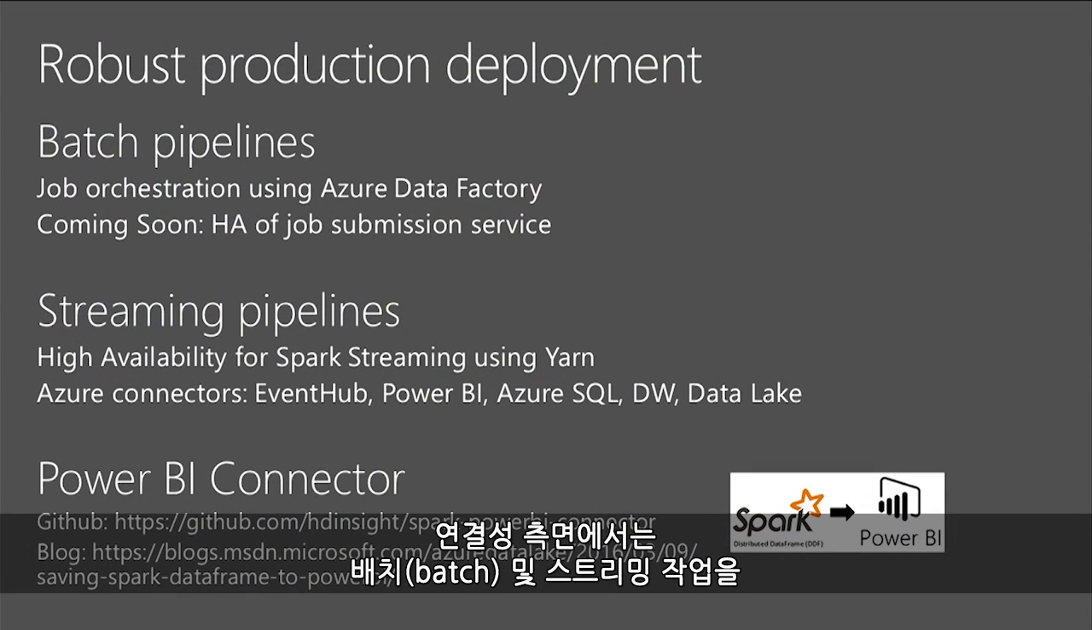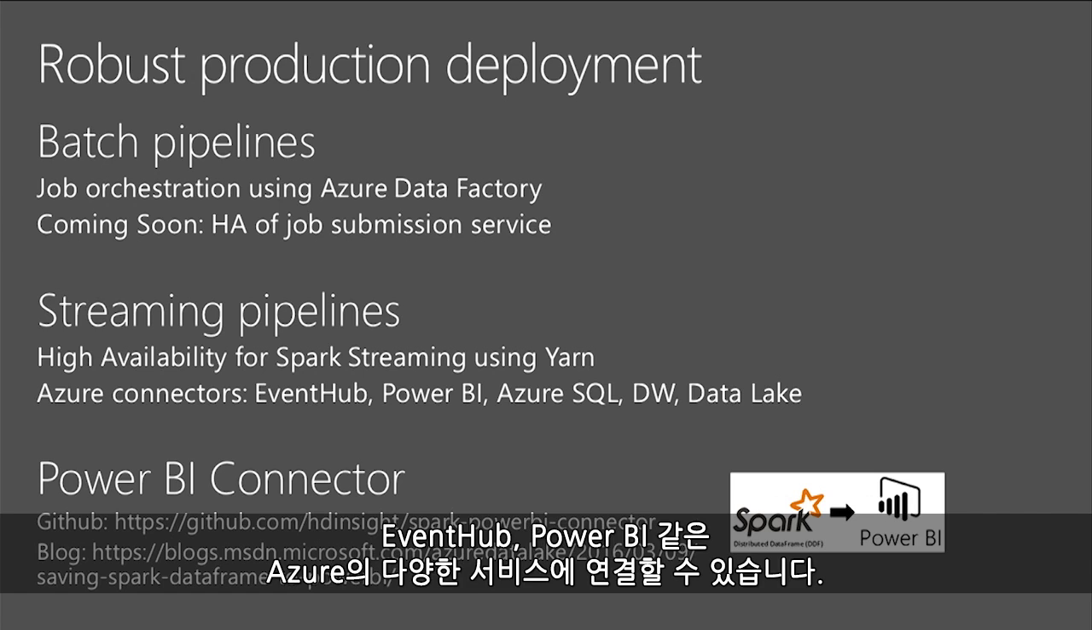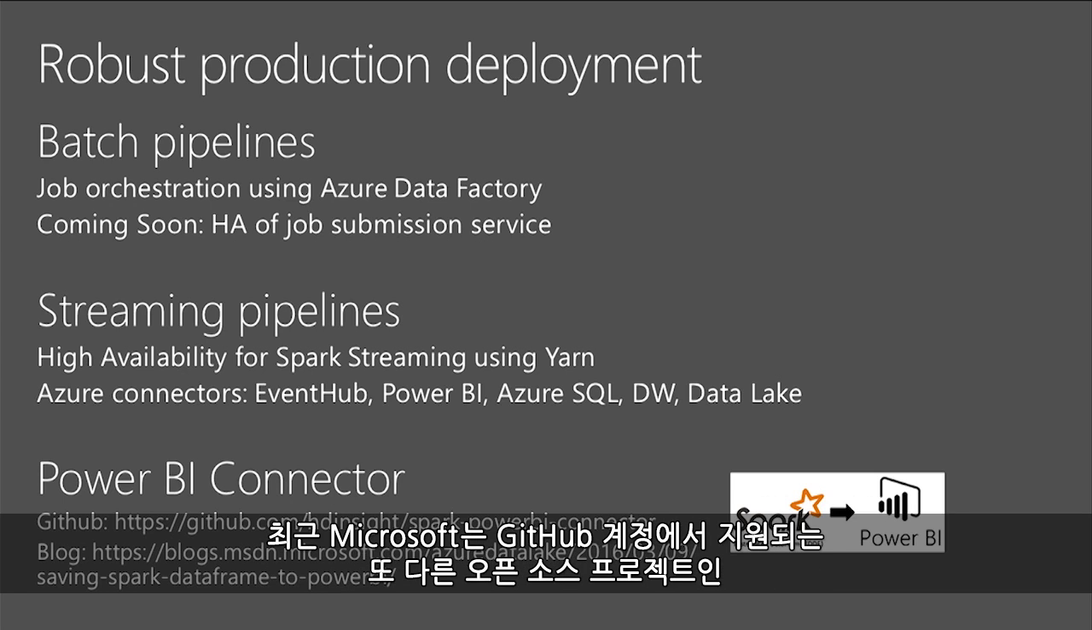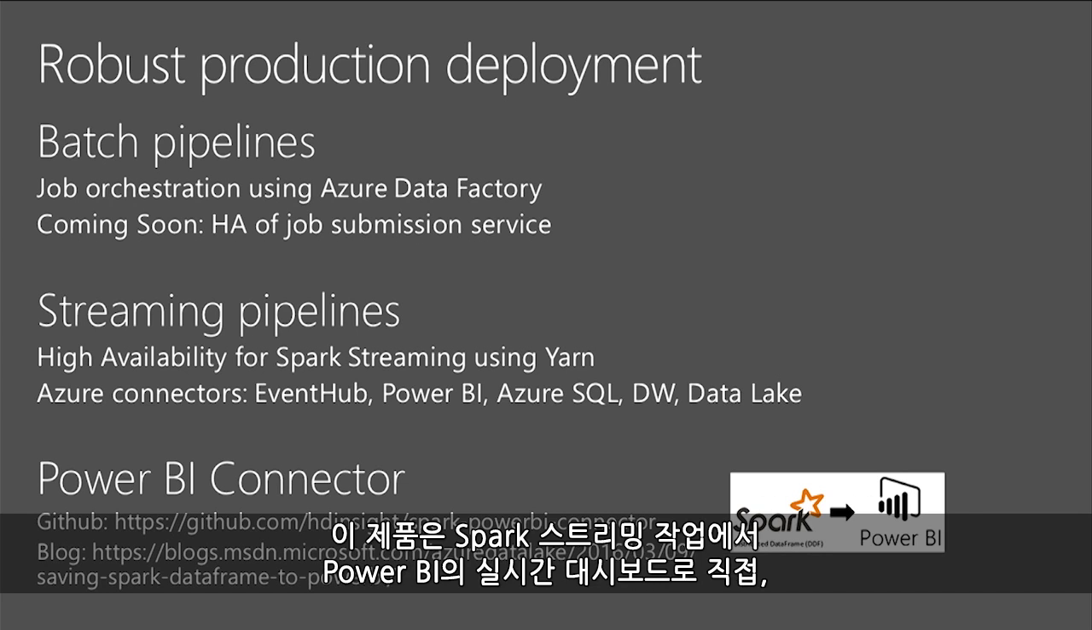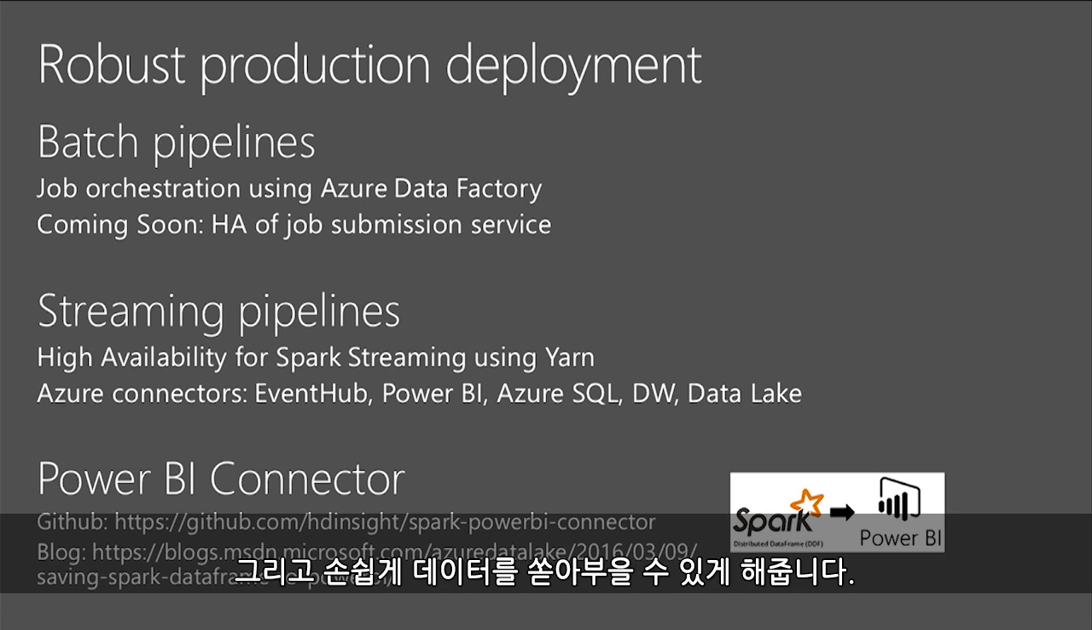And in terms of connectivity, you can connect your batch and streaming jobs to a variety of services in Azure, such as Event Hub, Power BI, and others. Recently, we released a Power BI connector, which you can find on this GitHub account. It's another open source project, which allows you to easily pump your data directly from your Spark streaming jobs into a real-time dashboard on Power BI.